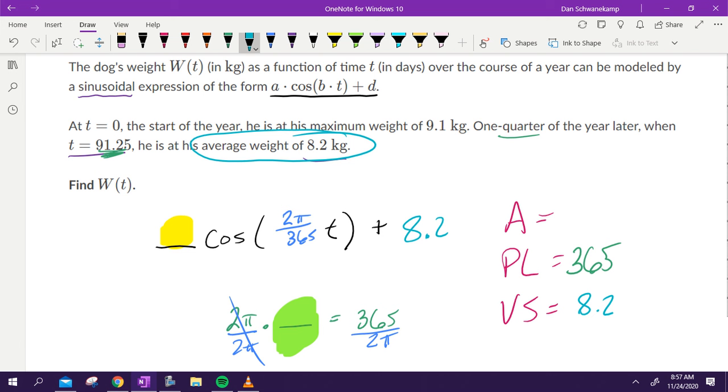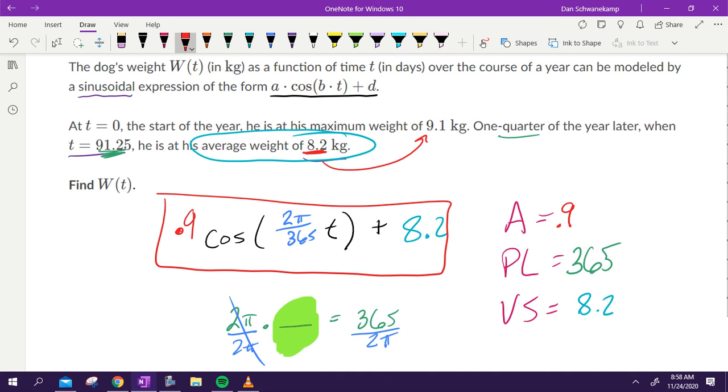Amplitude. What do you think, Sophia? 0.9. Where are you getting 0.9 from? Good. His average weight is 8.2. His maximum is 9.1. And so his amplitude is going to be 0.9 because that's the difference between the two. So we throw that in front. Boom. This is my equation.